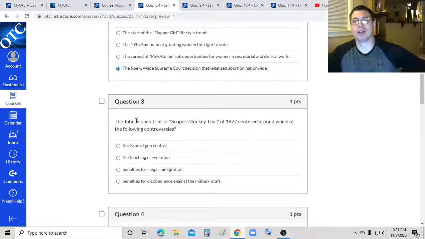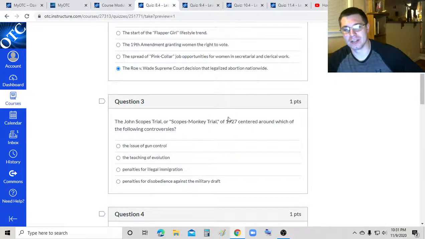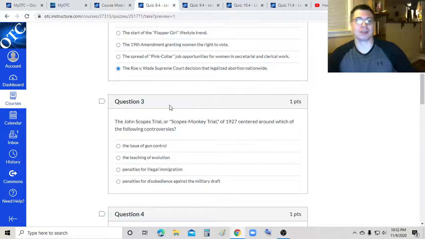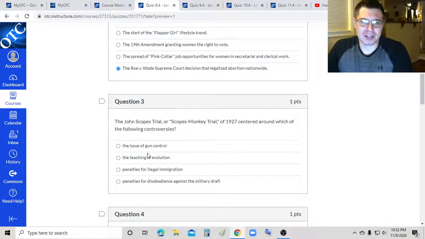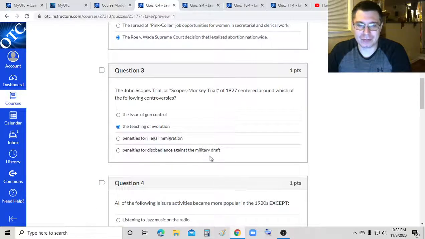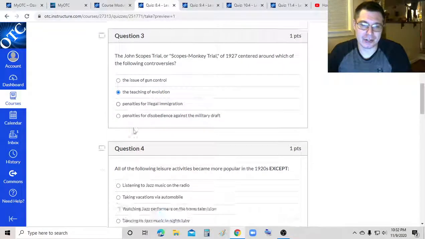Question 3. The John Scopes trial, or Scopes monkey trial of 1927, centered around which of the following controversies? Was it gun control? No. Teaching of evolution? Yes. Penalties for illegal immigration? No. Disobedience against the draft? No. The draft was more of a controversy in the 1910s during World War One. Some of these others are more modern controversies, like gun control and illegal immigration.